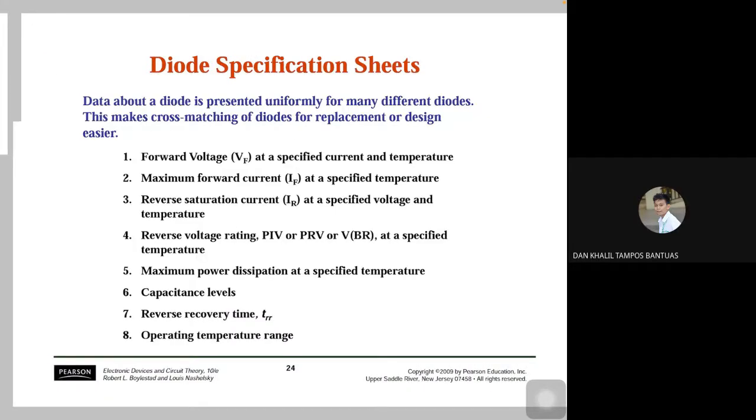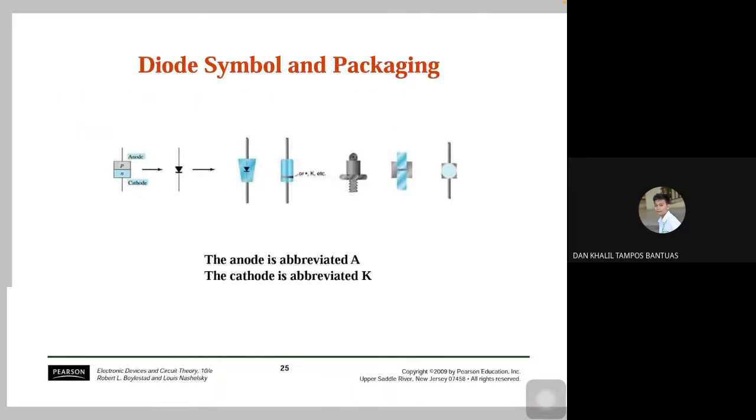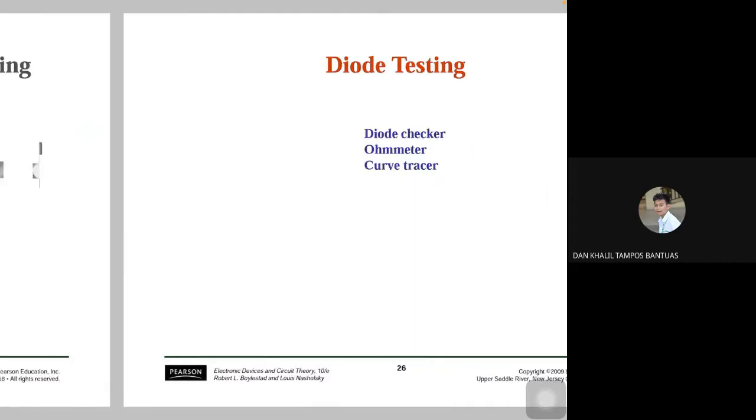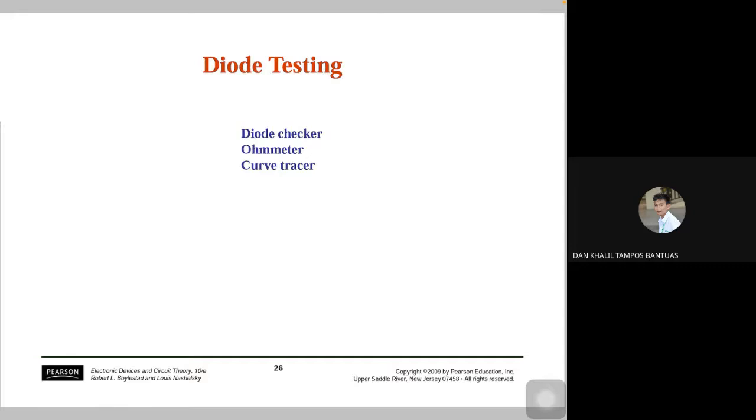We'll dig deeper into the diode specification sheets when we solve problems. Just take note of this. These are the different diode packaging, different looks of diodes. We could use these devices to test if our diode is working or not. Maybe in one of the lab activities, I'll demonstrate how to check if the diode is working or not using the ohmmeter. That's it for now.